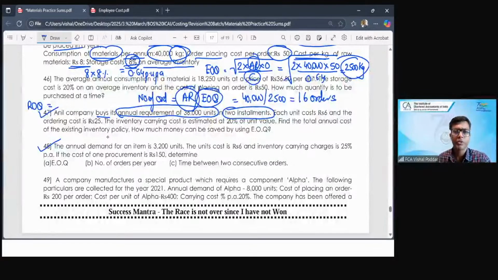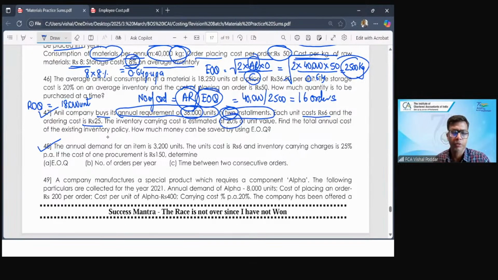So 36,000 is your AR, and you are buying only two times. So you are splitting this in two installments. Obviously, in every lot, you are buying 18,000. And here the denomination is units, not kgs. So I will write 18,000 units. Purchase price is 6. Cost of placing one order is 25.